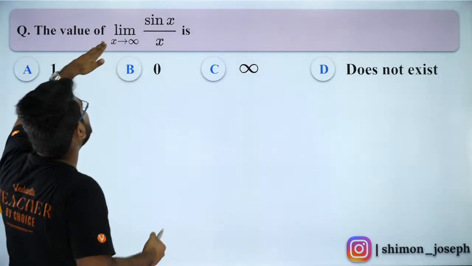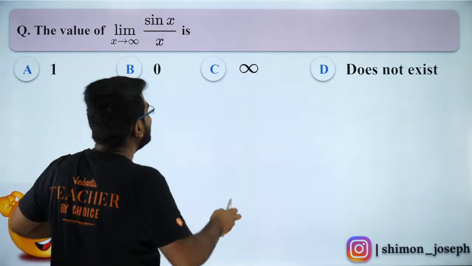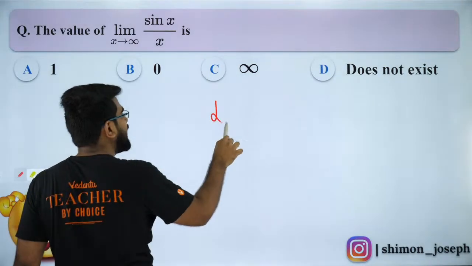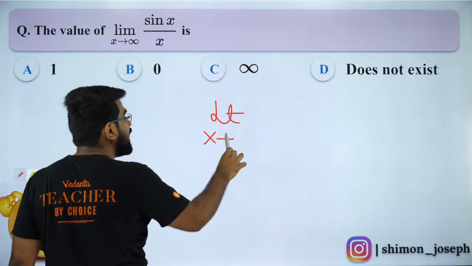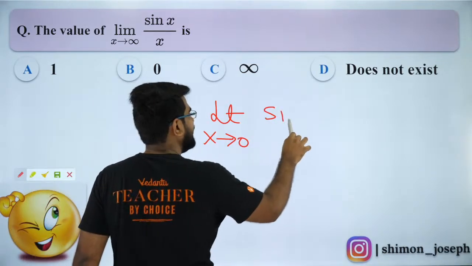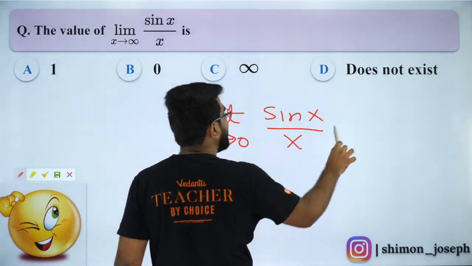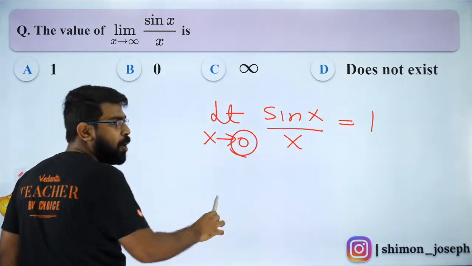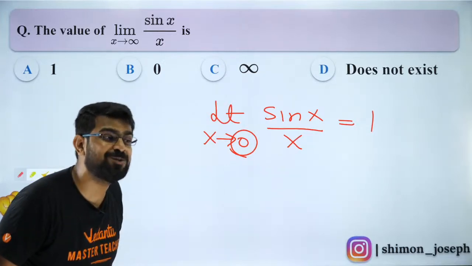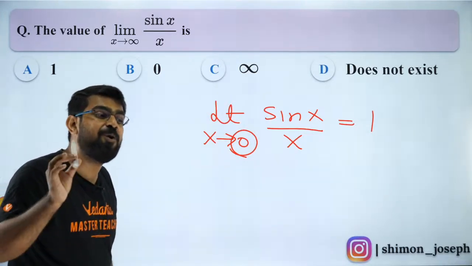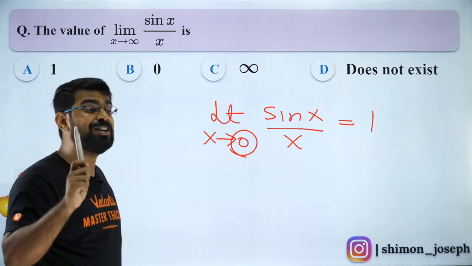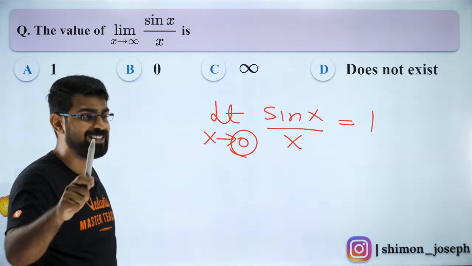Why? Guys, it's limit extending to infinity. What are you doing? Sin x by x is 1 only when x tends to 0. That's why I tell you, don't mug up the formula. Just because you see sin x by x does not mean it is 1. Only when x tends to 0, it is equal to 1, my dear students. So don't ever do that mistake again. That's a very bad mistake.